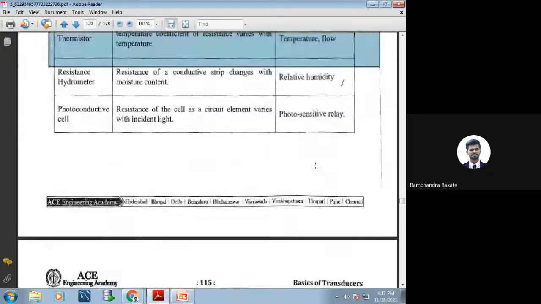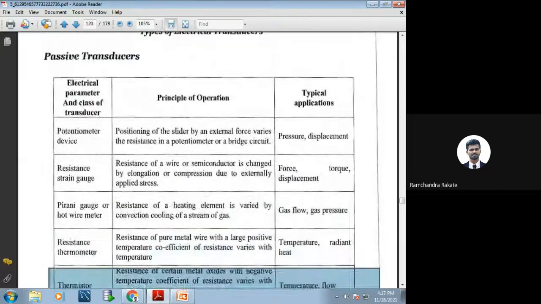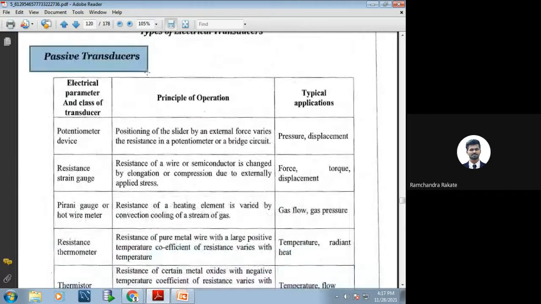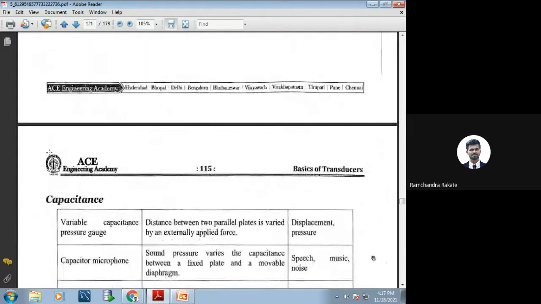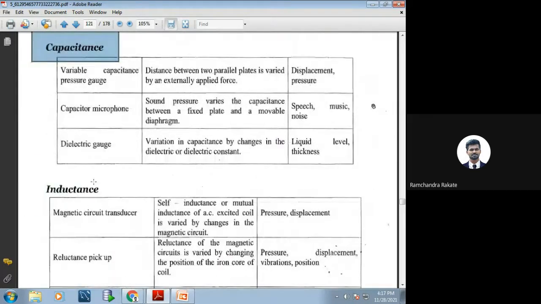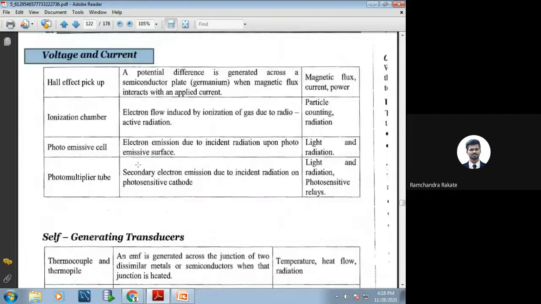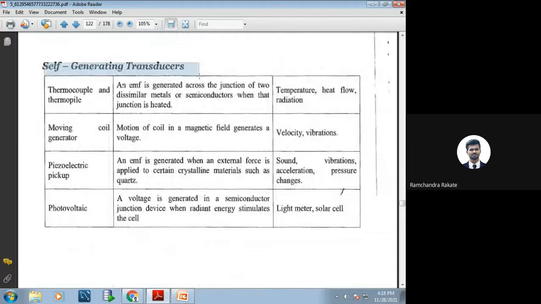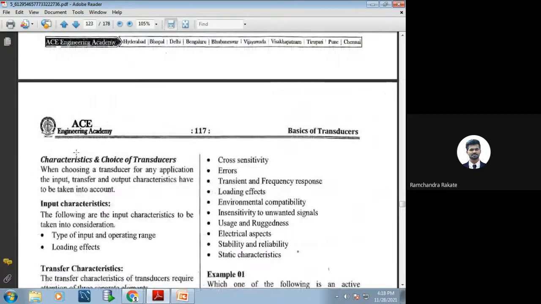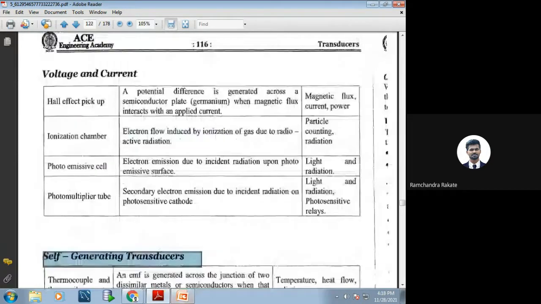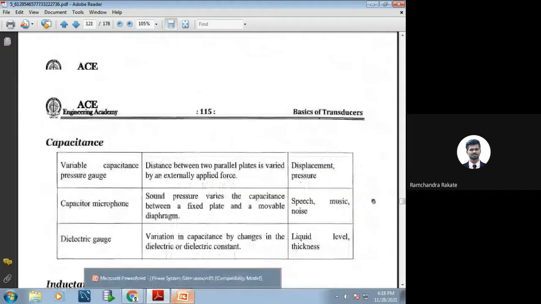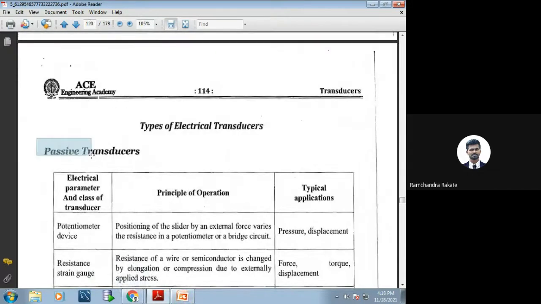Okay. Before that, just have a look at this passive transducer. Then we look at the capacitance, inductance, and voltage, currents. These are very important, self-generating transducers. Yes, just have a look. Passive transducer.